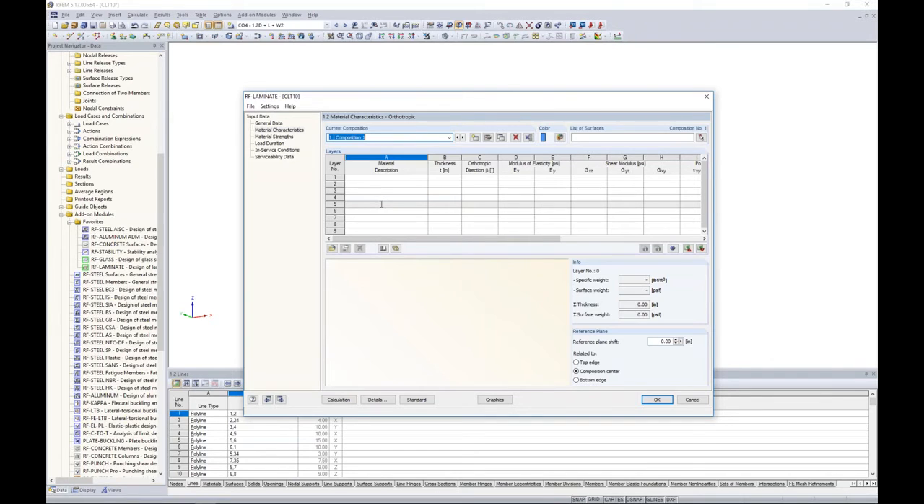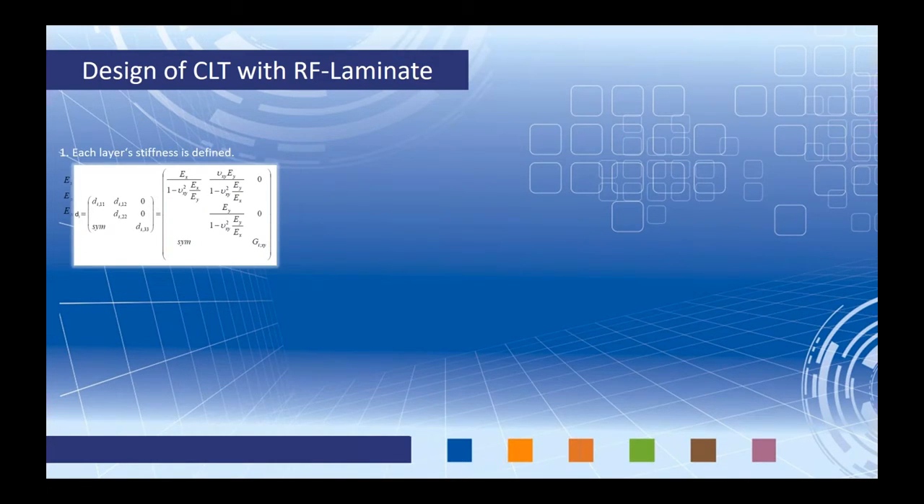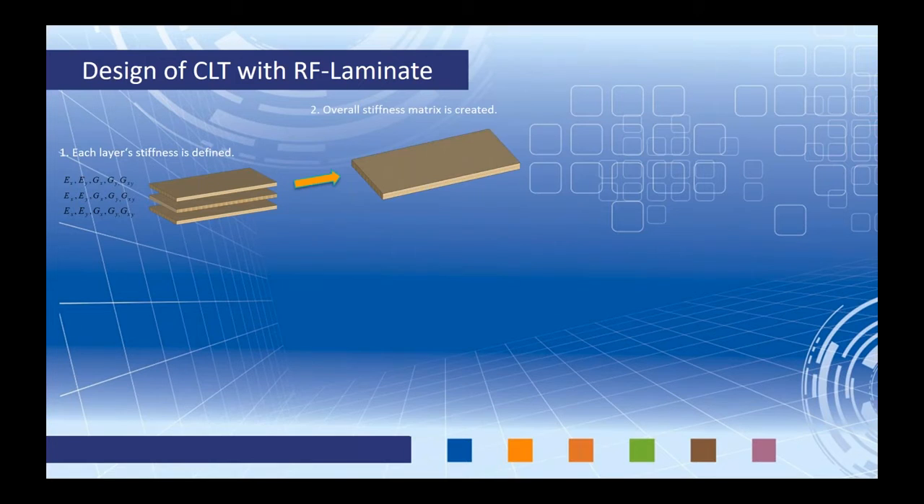And this is where I want to go back to the PowerPoint here to explain what's going on behind the scenes. So with RF-LAMINATE, as I just mentioned, we're going to define each individual layer of that panel. Now, each panel has its own stiffness matrix. So what the program will automatically do for us once we have filled in all of the layers, it will generate an overall stiffness matrix.